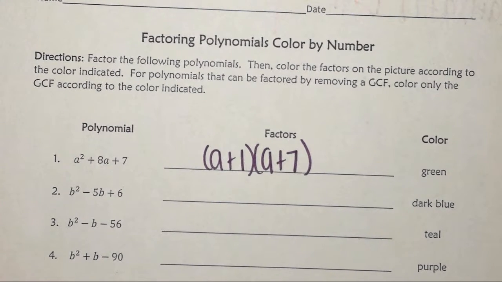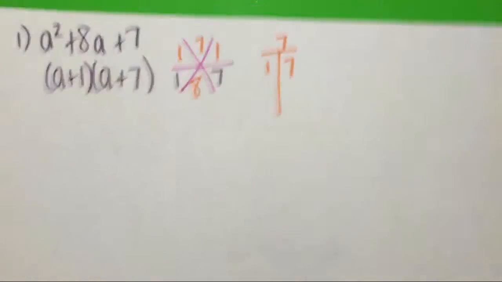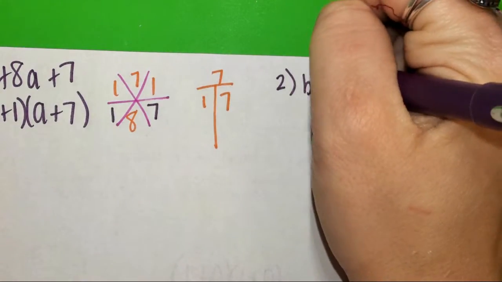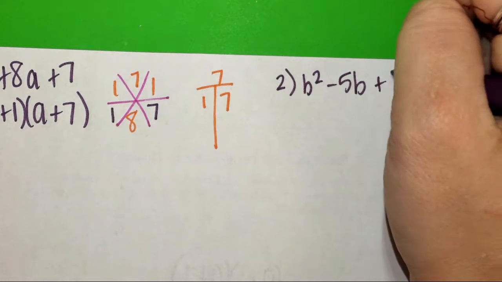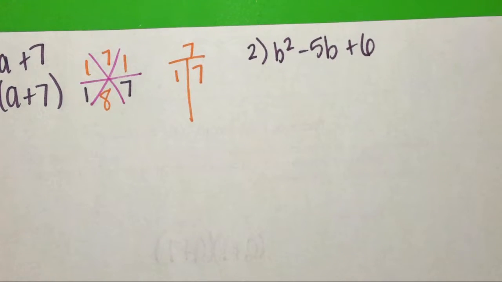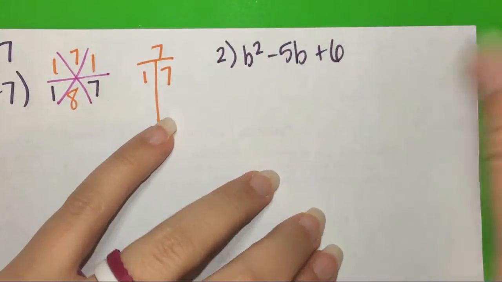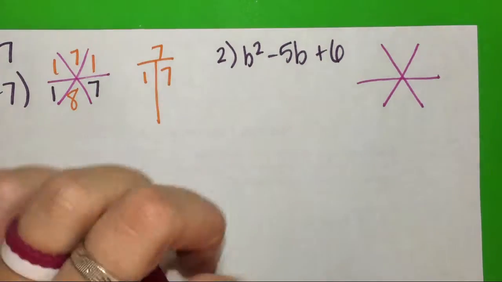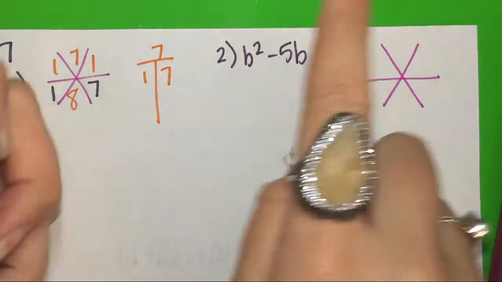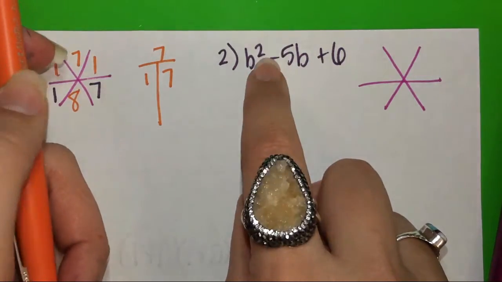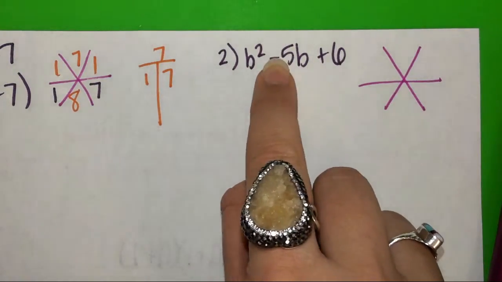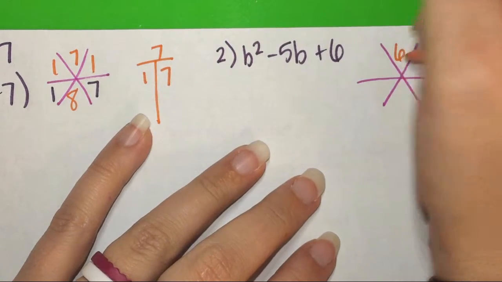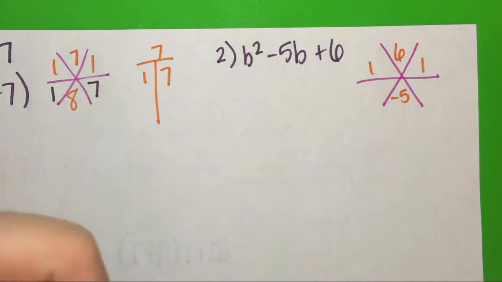Is everybody ready? Flip it over. B squared minus 5b plus 6. That's a negative, so it's going to be a negative. Are they both going to be negative, or is only one going to be negative? They're both going to be negative because this is positive. You look at C every time, and if C is positive, both signs match B. C is positive, so both signs are going to be negative. Alright, let's write 6 here, negative 5 here, 1 and 1.